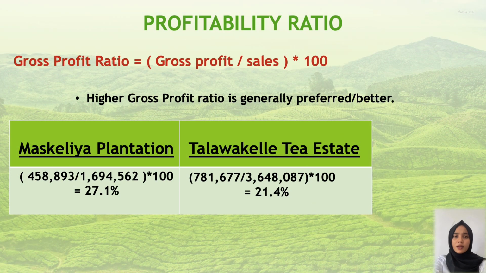I am Nafra. Now we will see the gross profit ratio of Muskelia Plantation and Thalawakele Tea Estate. According to these calculations, for every 100 rupees the company earns from sales, Muskelia Plantation keeps 27 rupees and 10 cents. Thalawakele Tea Estate keeps 21 rupees and 40 cents as profit after paying for the direct cost of making its product. The remaining goes towards covering the cost of goods sold, like materials and labor.